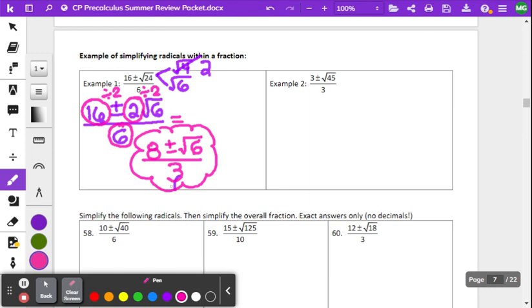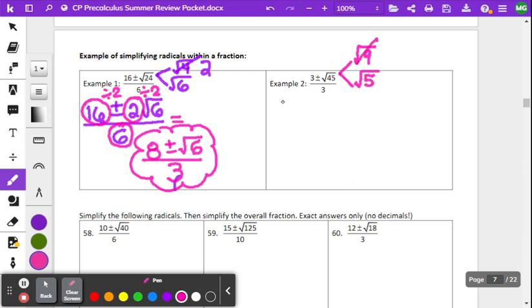Okay, so the second example I have here, I put here on purpose because a lot of times this is the kind of problem that gives people trouble. And I'll show you why. So we're going to start off exactly the same. The largest perfect square that goes into 45 is 9. Root 9 times root 5 gives us root 45.